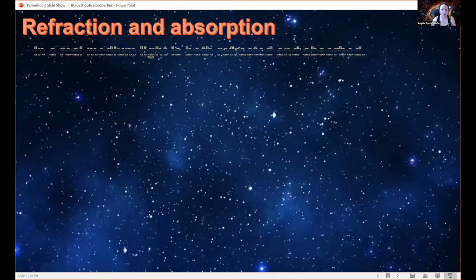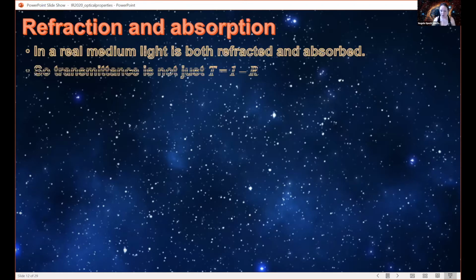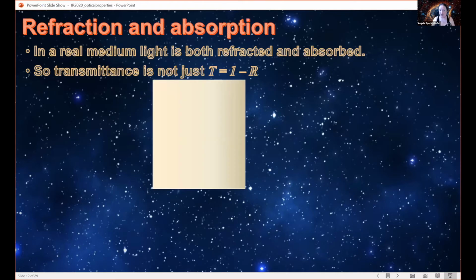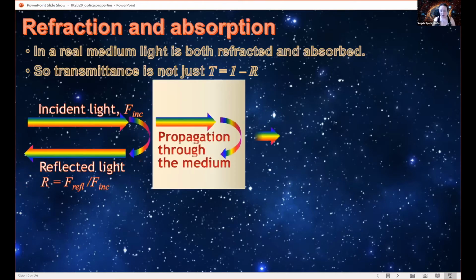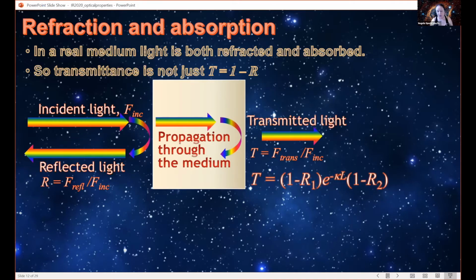So when we talk about what's happening inside the material, we have light is refracted, but also absorbed. We've just talked about that, but I want to talk about in terms of, we've got transmission and reflection. So instead of just having transmission is what's left over that's not reflected, now we have to have an absorption term. So here's my slab of material. I've got some light hitting it, some light is reflected, some light goes through, and what's transmitted is still T of F, T is the flux of transmitted light relative to incident light.